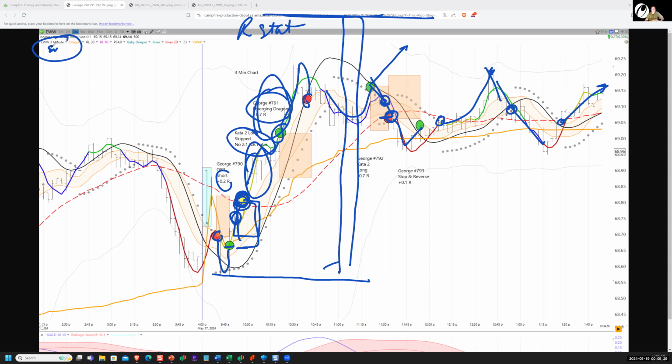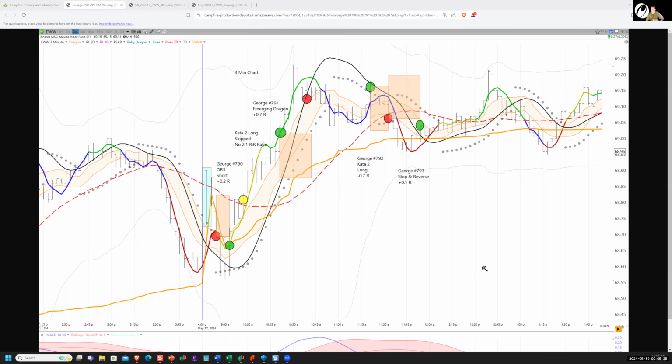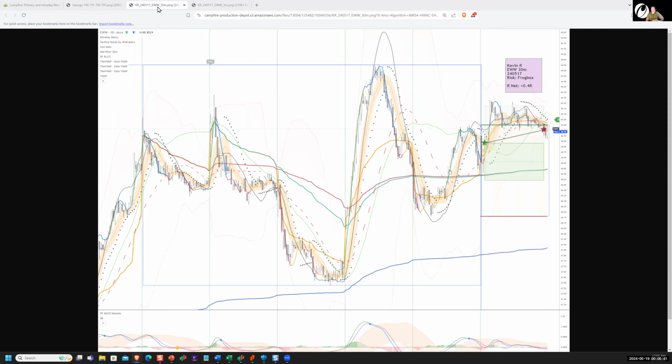That's EWW on 3 minute charts. That thing trades like that all day. So there's much more there than you captured. This is Kevin with 0.4 on the 30-minute chart. Or no, I'm sorry. This is the 10-minute chart on EWW.